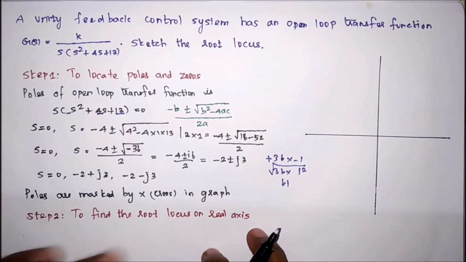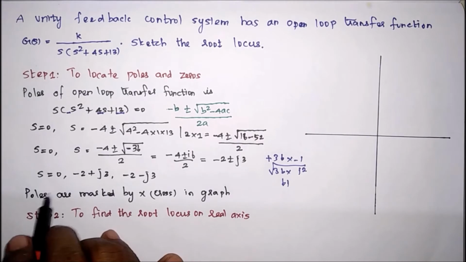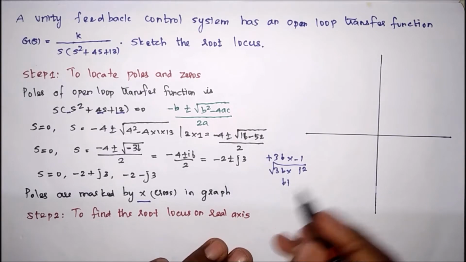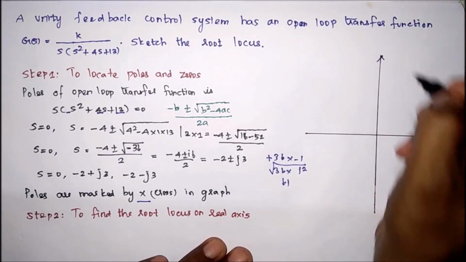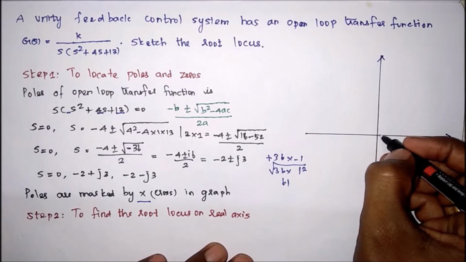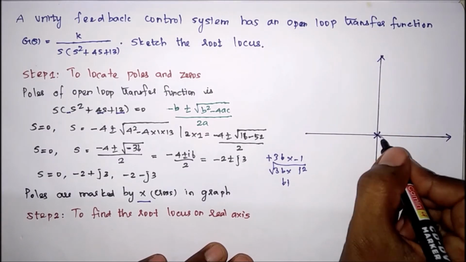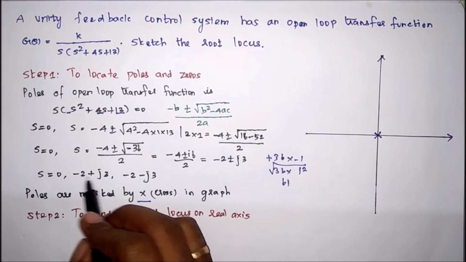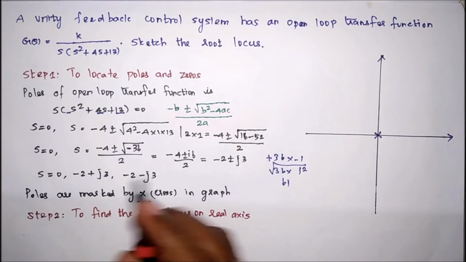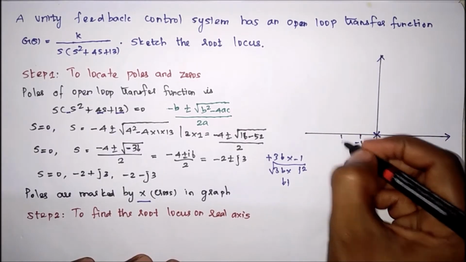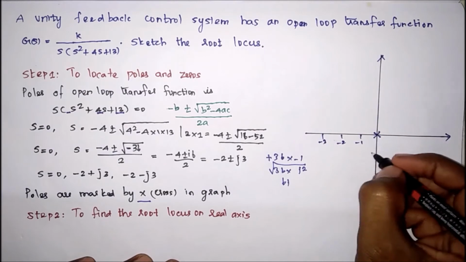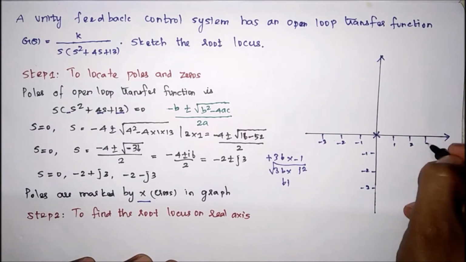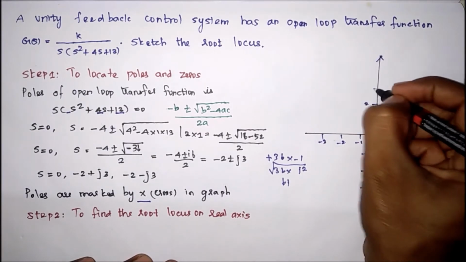Now in this graph, we have to mark poles using a cross mark. If it is a zero, we mark it using a circle. So this is the real axis, this is the imaginary axis. Now s equal to 0, which means we put a cross mark here. So this is a pole. Next, the second pole, minus 2 plus j3. For example, this is minus 1, minus 2, minus 3. This is minus 1, minus 2, minus 3. Plus 1, plus 2, plus 3. So here 1, 2, 3.